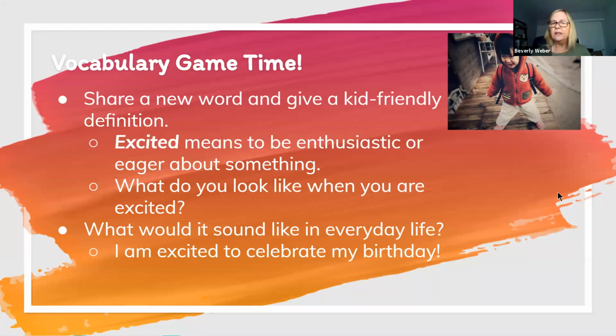And go ahead and you can either raise your hand or you can take yourself off of mute or you can type it in chat. Tell me something you're excited about. Remember, to learn vocabulary, we have to speak it and we have to hear it. So go ahead and share with me something you're excited about and make sure to use that word excited for us. Okay, who wants to try it?